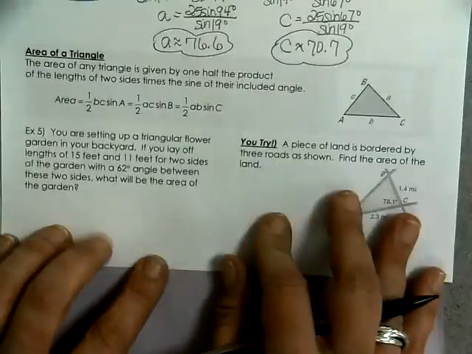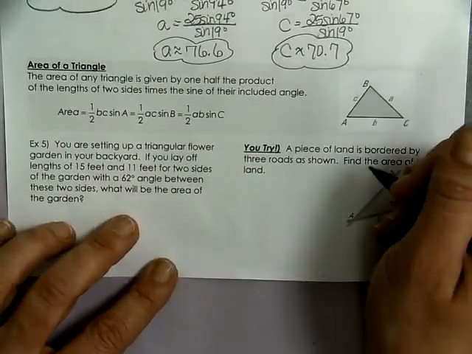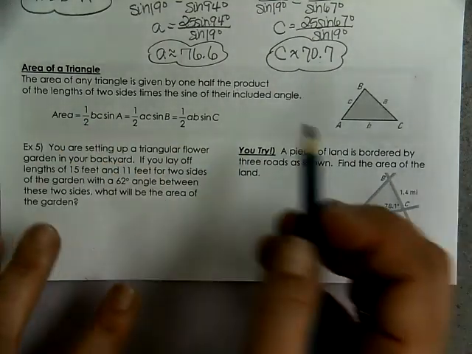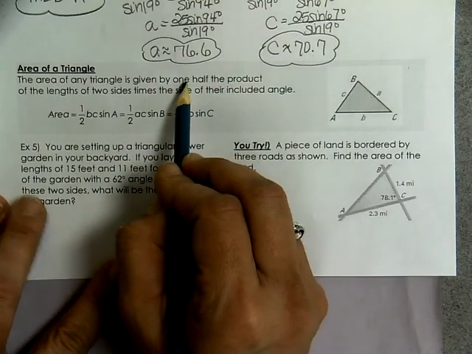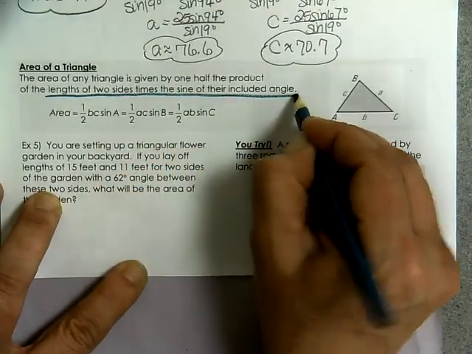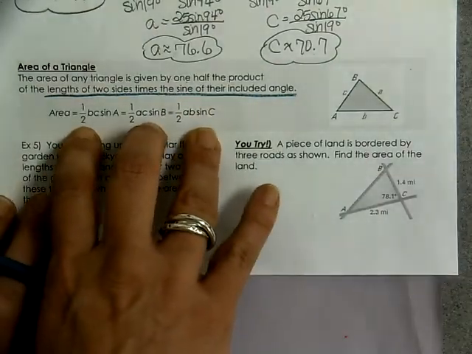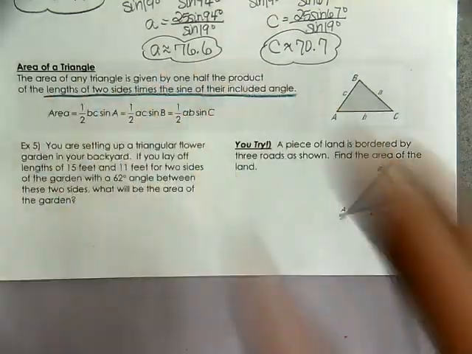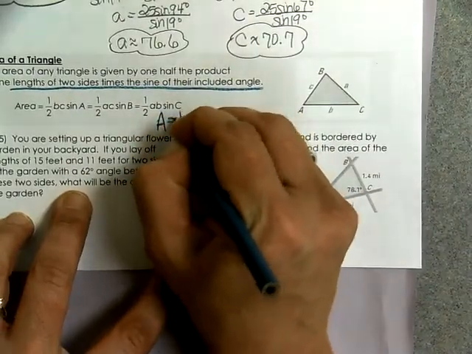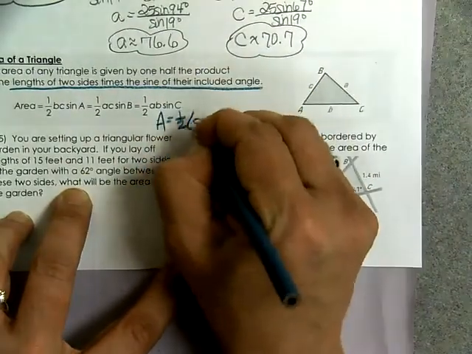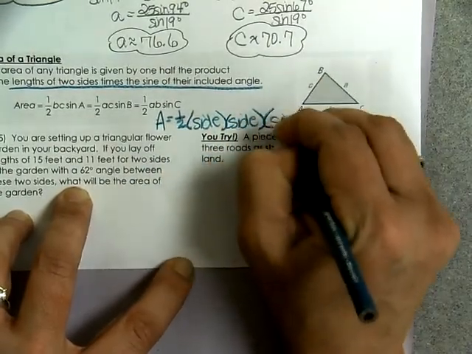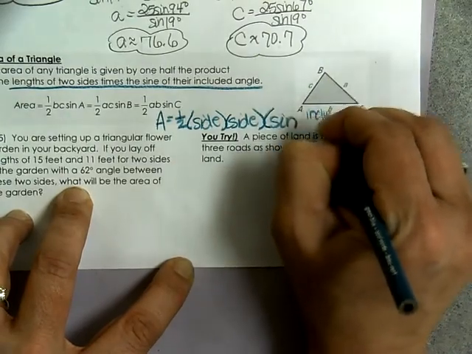Now we usually take 1/2 base times height, but what if you don't know the perpendicular base and height? What we can do is take 1/2 the product of the lengths of 2 sides times the sine of their included angle. Now it looks like there are 3 different formulas for you to memorize. There really aren't. Here's really what this formula is about. Your area is 1/2 one side times another side times the sine of the included angle.